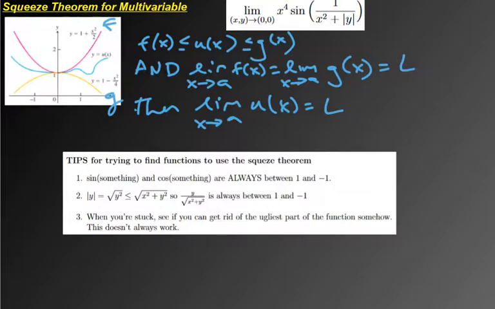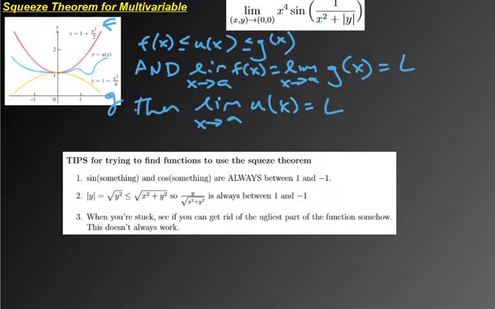And we can do this with functions of 2 or more variables too. And so I have some tips down here, so I'll go through these too. If you ever see sine of something or cosine of something, those are always between 1 and -1. So those are the classic examples of things for squeeze theorem. And so that's going to be used here.